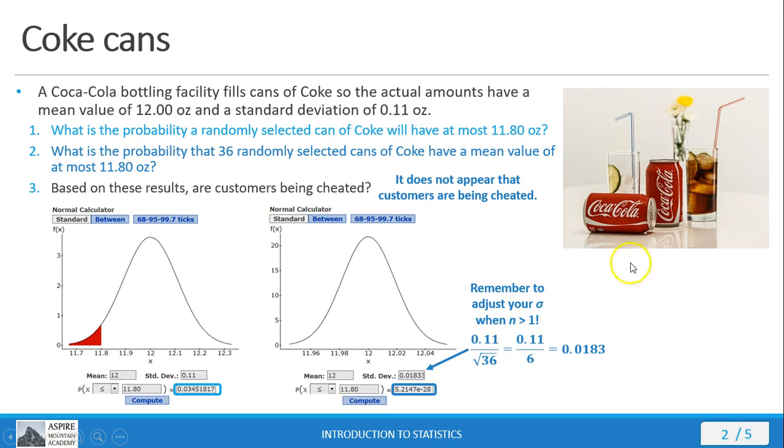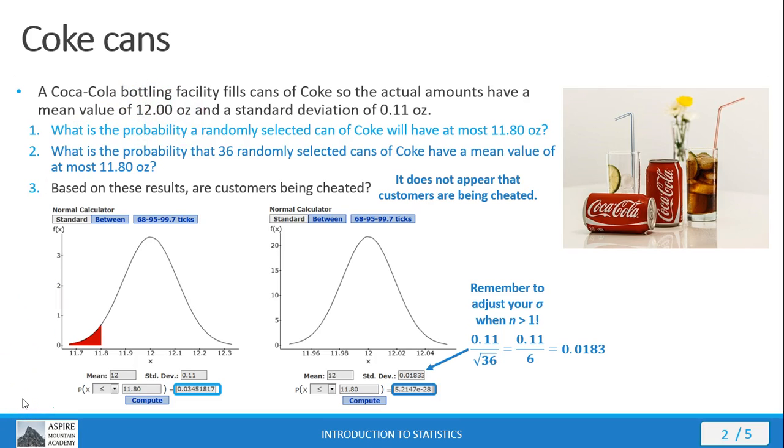Okay. Here, we're seeing an almost certain, I mean, this is practically 0. So the probability that these cans, 36 of them, are going to have less than the 11.8 is almost certain not to happen. So it's actually going to be certain that you're getting more than 11.8. They're actually giving you more, closer to that mean value of 12. So no, it doesn't appear that customers are being cheated, because the probability is saying that it's actually going to be closer to that original mean value that we saw here.